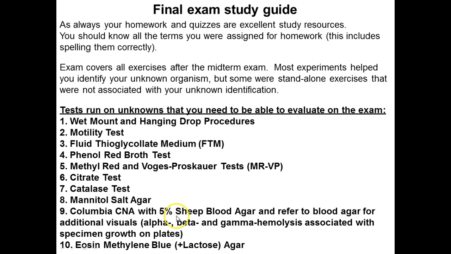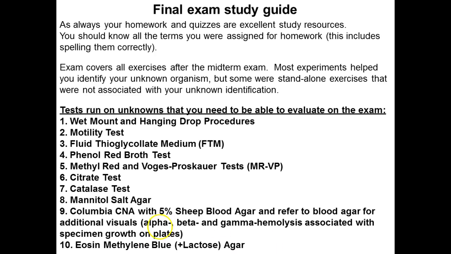The Columbia CNA with 5% sheep's blood agar, what does the CNA stand for? Two antibiotics, right? Colistin and nalidixic acid. I promise I won't make you spell them on the test, but you still need to know them and be able to identify them. And so those two antibiotics stop the growth of what? Or what does it allow to grow? Gram-positives will grow, it kills gram-negatives.